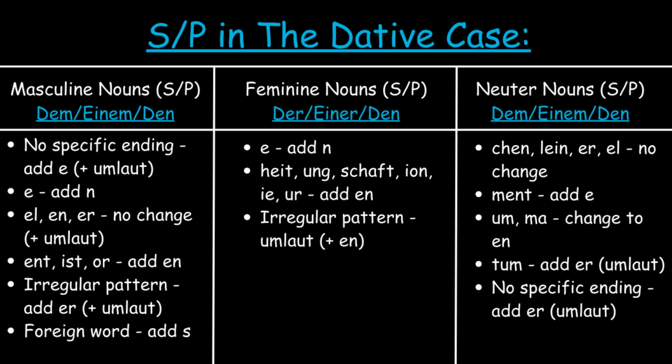The feminine dative articles are der, einer. The neuter dative articles are dem, einem, the same as the masculine, and the plural article for all of them is den. These patterns will immensely help in understanding how nouns and articles function in the dative.